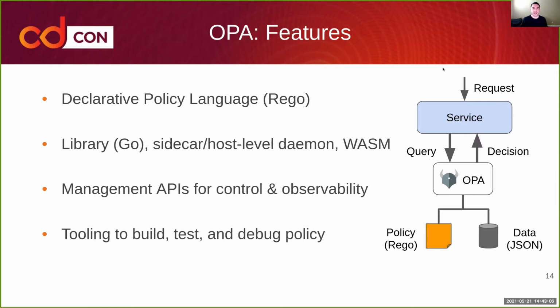OPA has management APIs that allow you to fetch policy and data from an external service, upload its decision results to an external service, or upload its status to an external service for offline processing. OPA also has extensive tooling so that you can build, test, and debug your policies. It has a unit test framework for testing policies. It integrates with multiple IDEs such as IntelliJ and VS Code, and has a really cool interactive playground to experiment and share your Rego policies.